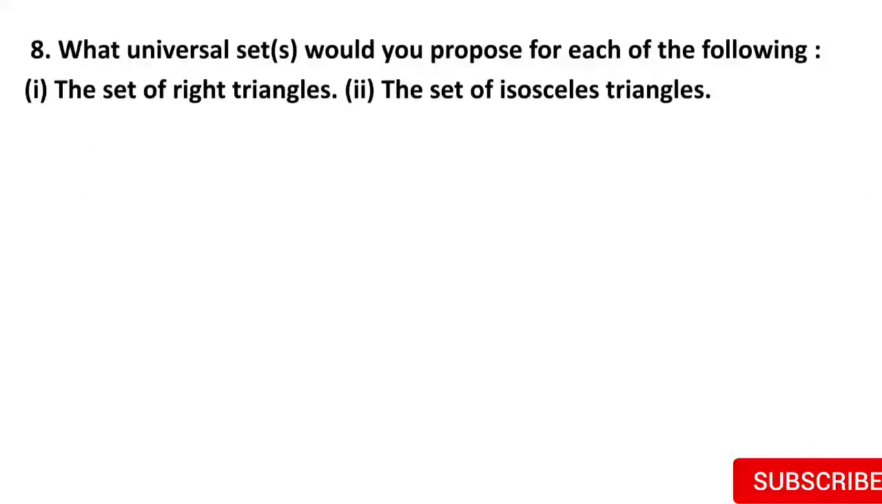The next example is: what universal set would you propose for each of the following? Now here we have given statements. First is the set of all right triangles and second is the set of isosceles triangles. If we consider the set U as a collection of all triangles, then the collection of all triangles contains right angle triangles as well as isosceles triangles. So the collection of triangles is a universal set for these two sets.